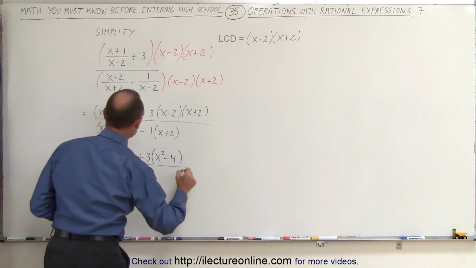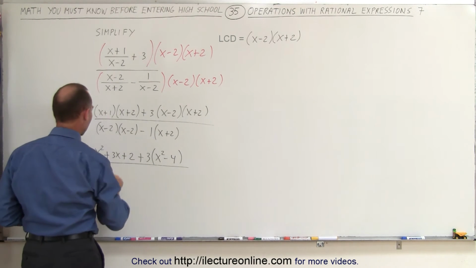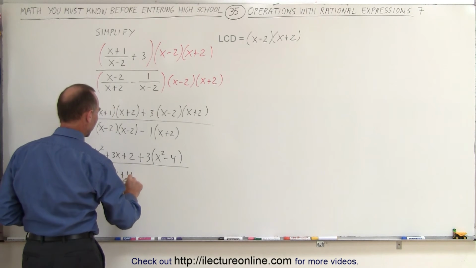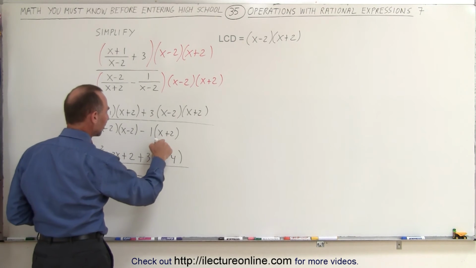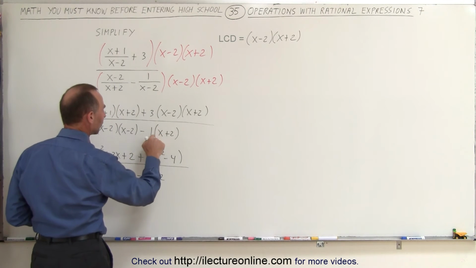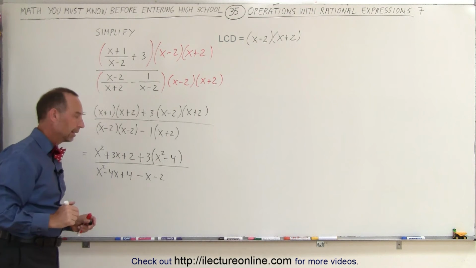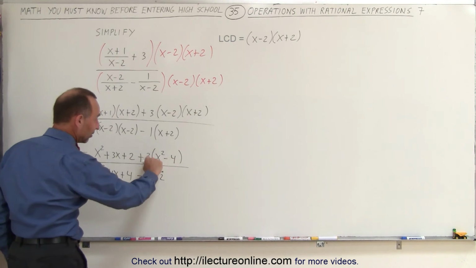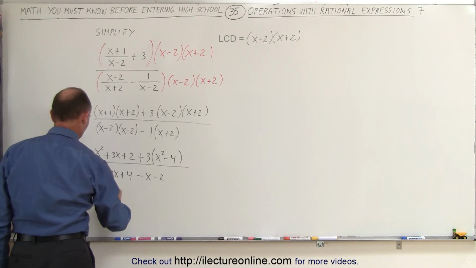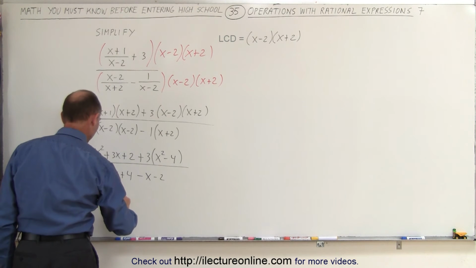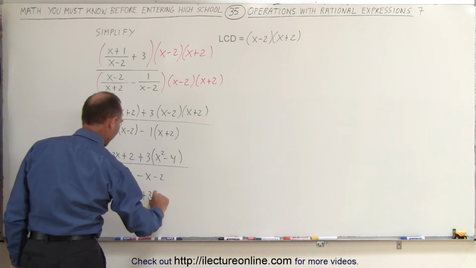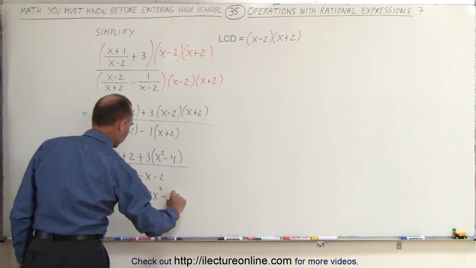We divide that by, over here when we multiply this together, we get x squared minus 4x plus 4 minus this times this, which is minus an x minus 2. The negative applies to both the x and the minus 2. Now we still have to combine these together. We multiply this out, see what we get. So this is x squared plus 3x plus 2, plus 3x squared minus 12.